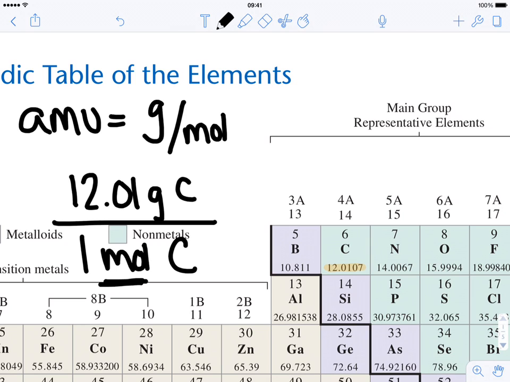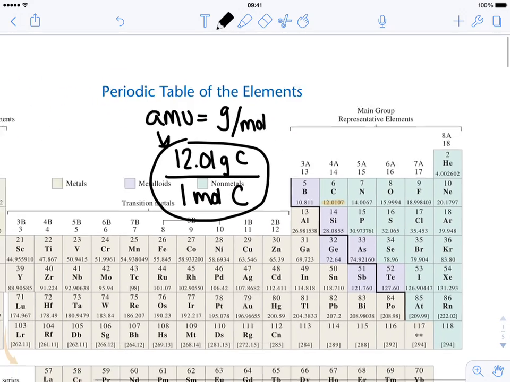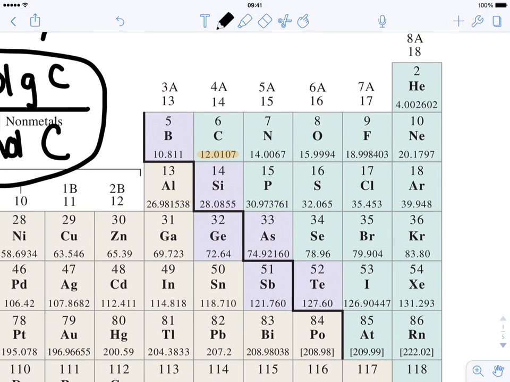Now notice, just as a little side note, right here for mole, I wrote MOL instead of MOLE. MOL is the abbreviation for mole, just as G is the abbreviation for gram. So when you're writing moles, instead of writing MOLE, you write MOL. Okay, so this is really what AMU is standing for. It's saying that there are 12.01 grams of carbon in 1 mole of carbon.